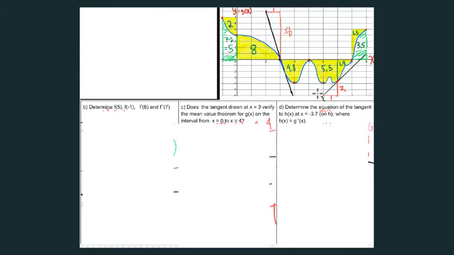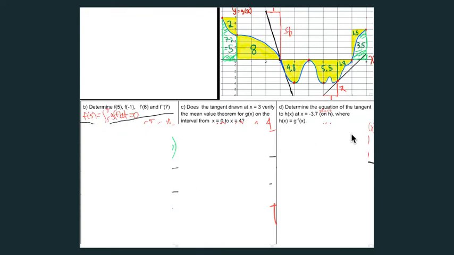So in this one here, it's the same function, and the first thing we want to do is to determine f at 5, f at negative 1, and f at 7. So let's figure out what that is. So first thing, what is f at 5? And you know what? I'm just going to zoom. Oh, I can't zoom right now. Okay, that's fair enough.